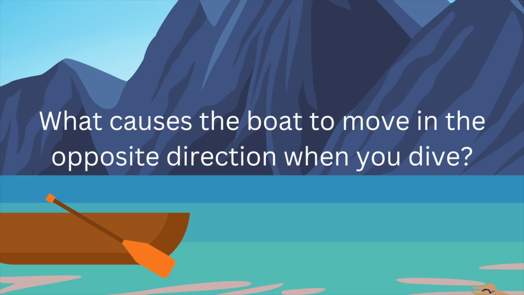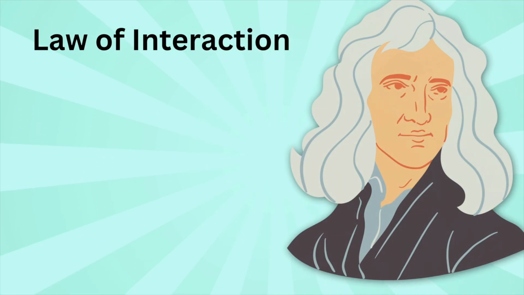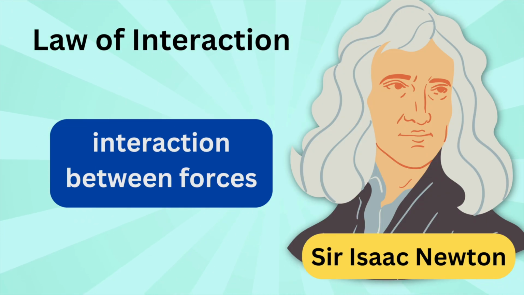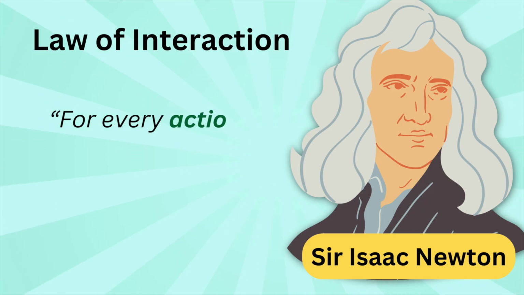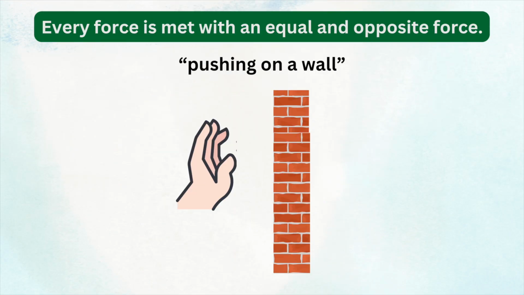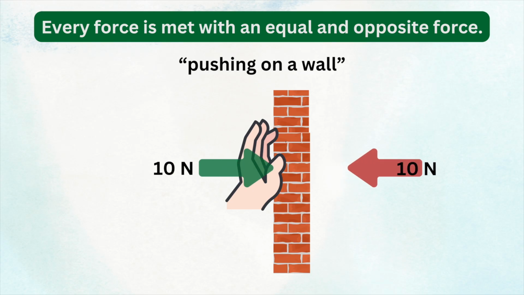To answer these questions, let's explore the law of interaction. The third law of motion, formulated by Sir Isaac Newton, describes the relationship between forces when two objects interact. It states that for every action, there is an equal and opposite reaction. In simple terms, whenever one object exerts a force on another, the second object exerts a force of equal strength or magnitude, but in the opposite direction back on the first object.